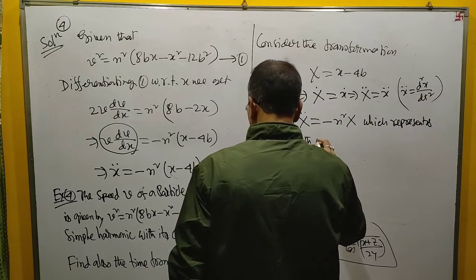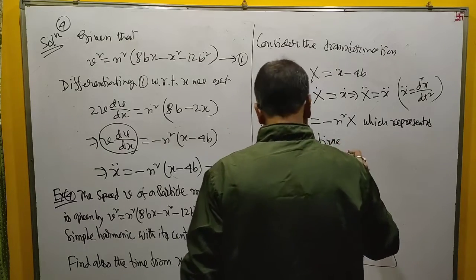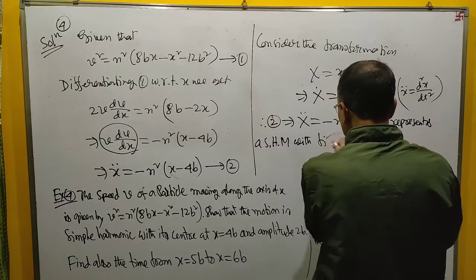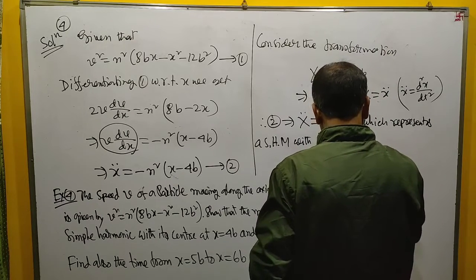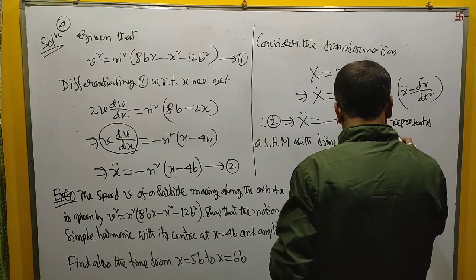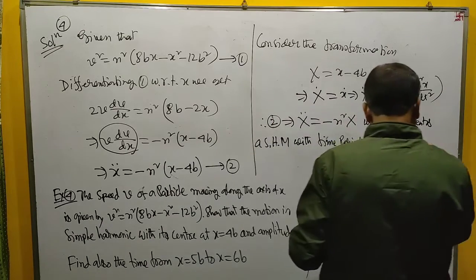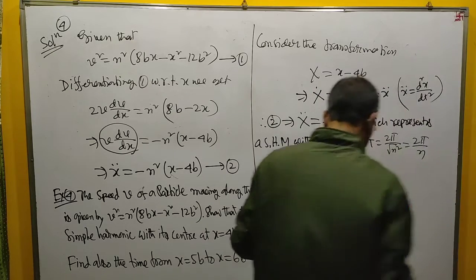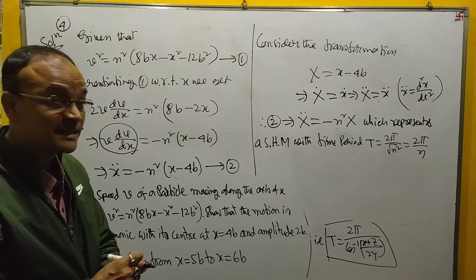With time period. It has not been asked in the question, but you should find the time period. T equal to twice pi by root of n square, equal to twice pi by n. Twice pi by n is the time period.